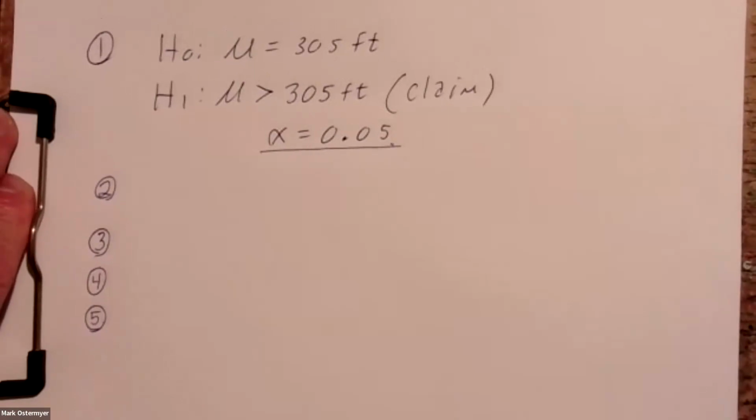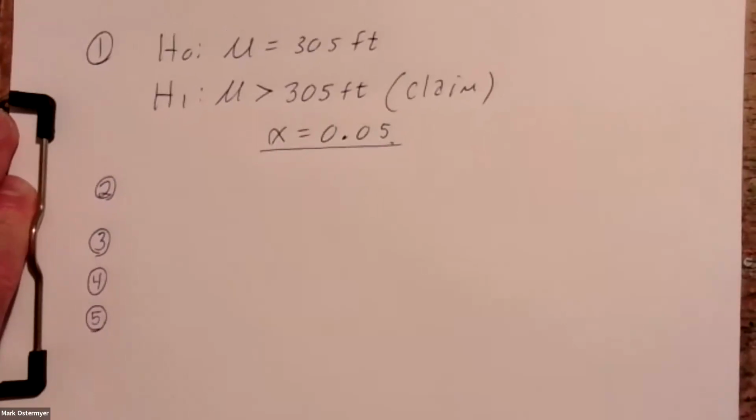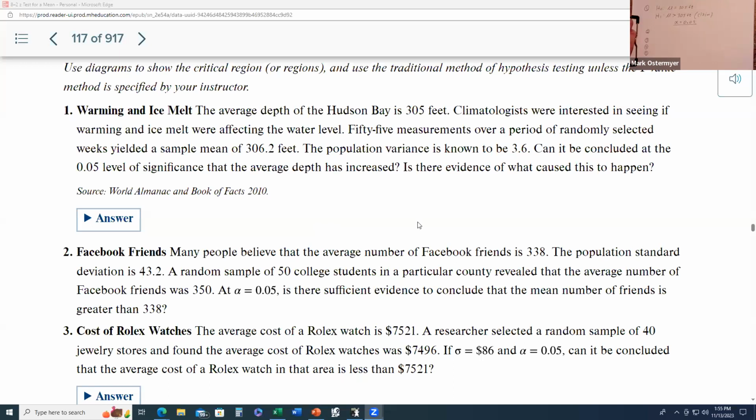Do we have this written down here? Okay. All right, there you go. All right, go ahead and finish steps 2, 3, 4, and 5. Classwork 1.